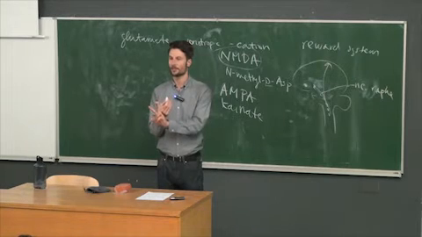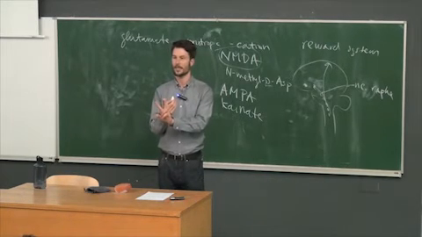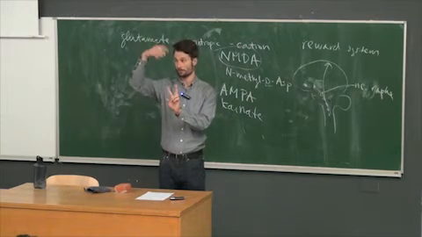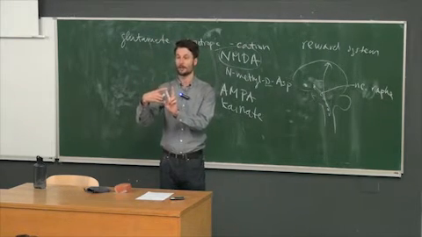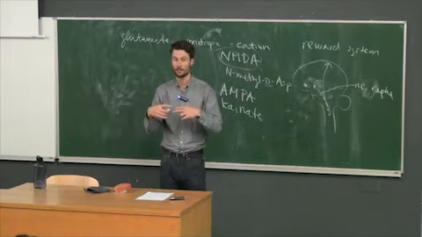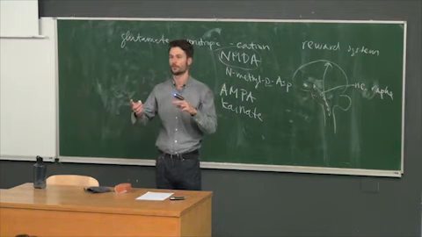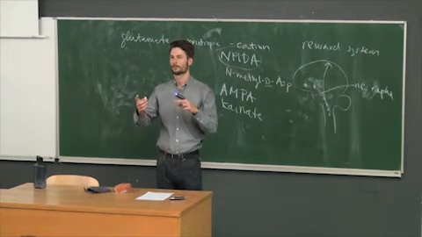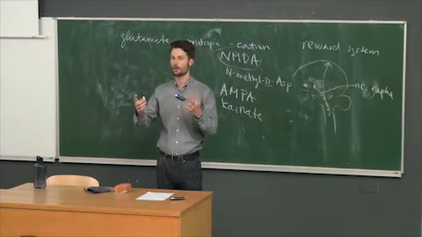So NMDA receptors will only open if glutamate is in the synapse, released from somewhere, and at the same time, the postsynaptic membrane is already depolarized by some other neurotransmitter. Does this make sense? Now, how does it work?